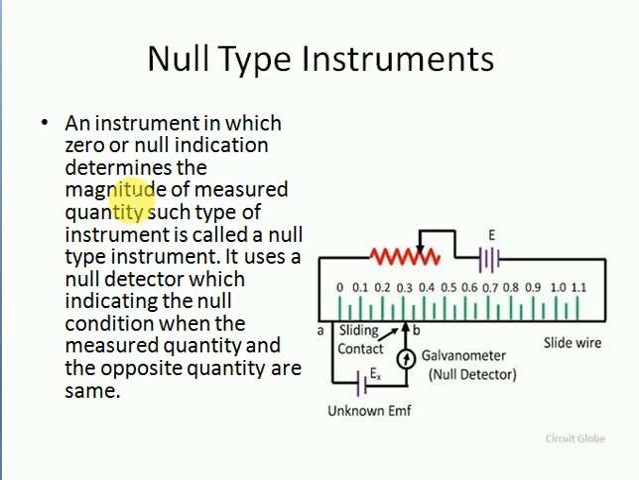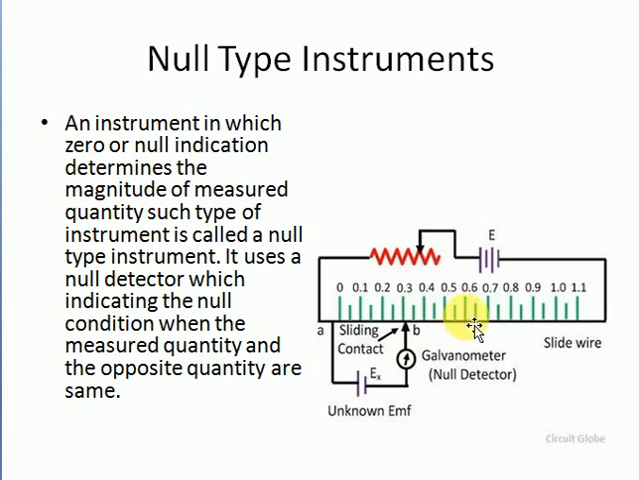So what is null type? In a null type instrument there is a range with 0 null indication, and a sliding contact is also there, and a galvanometer is connected in series with the battery. If a reading takes place, then at balance condition the galvanometer acts as a null detector and indicates 0. So an instrument in which the 0 null indication determines the magnitude of the measured quantity is called a null type instrument.